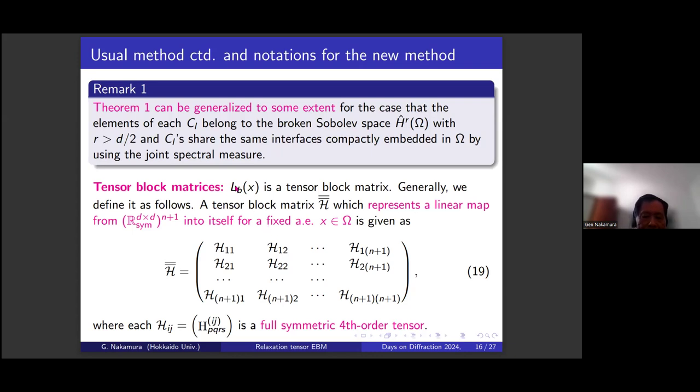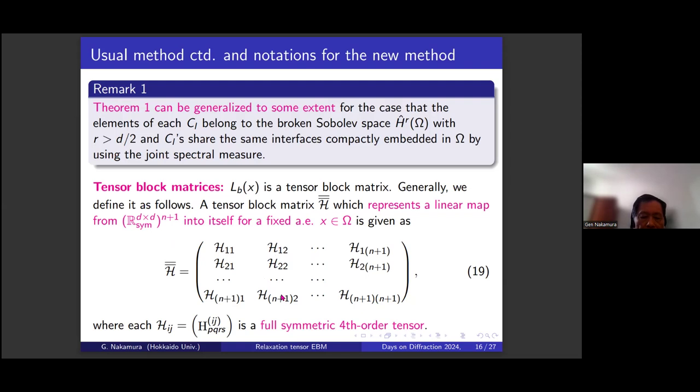So LB was already the tensor block matrices. The general form of the tensor block matrices is given in this way. Each block is a fourth order tensor, and the symmetry is a full symmetry.